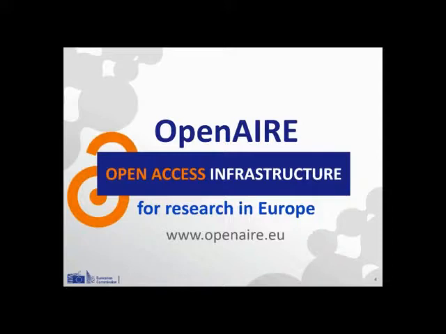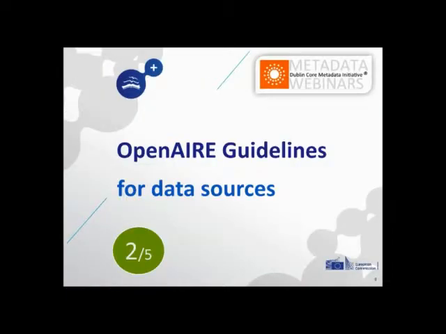OpenAIRE is the open access infrastructure for research in Europe. You can find all the information and all the content we harvest on openaire.eu, our portal, and we already have more than 600 data providers: literature or publications repositories, also some data repositories and journals, journal aggregators. So we can find content from more than 600 data providers with different levels of compatibility with OpenAIRE, and this is also related to the compatibility with our guidelines.